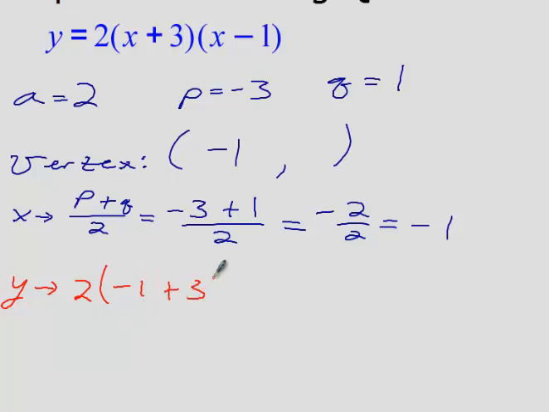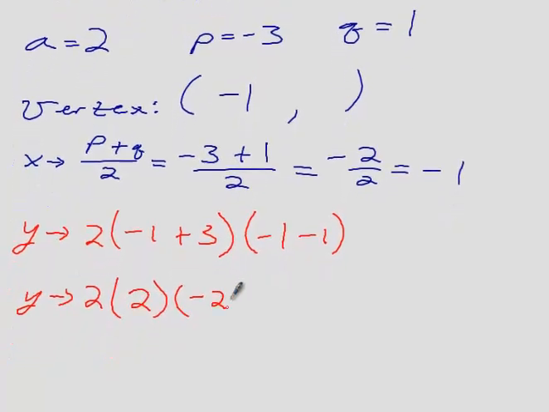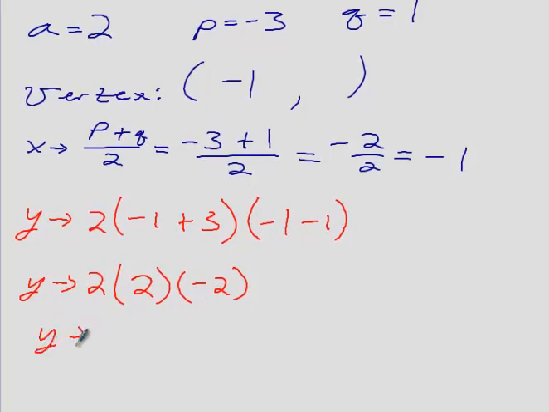So I get 2 times the quantity of -1 plus 3 times the quantity of -1 minus 1. Order of operations says I do what's inside the parentheses first. So what's -1 plus 3? 2. What's -1 minus 1? -2. And now I just evaluate. So what's 2 times 2? Times -2. So my y-coordinate is -8.